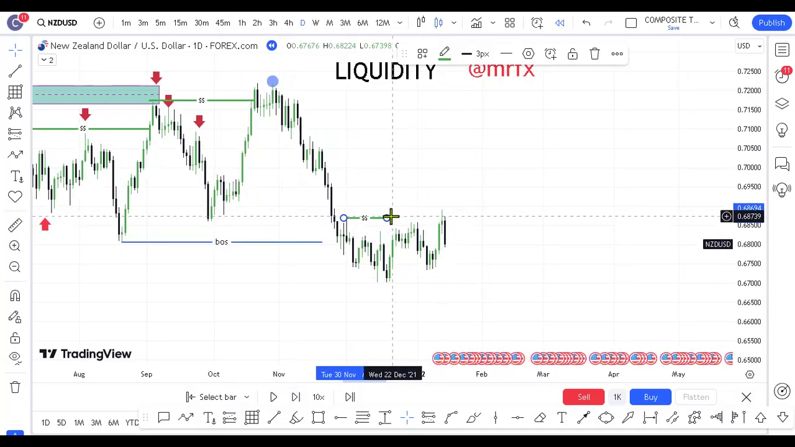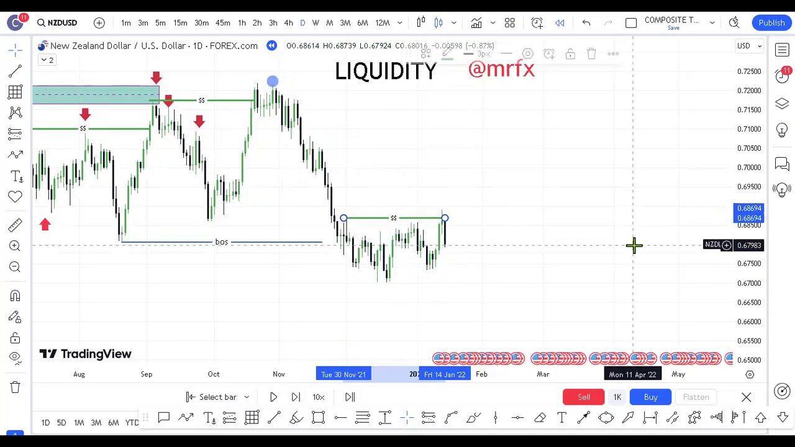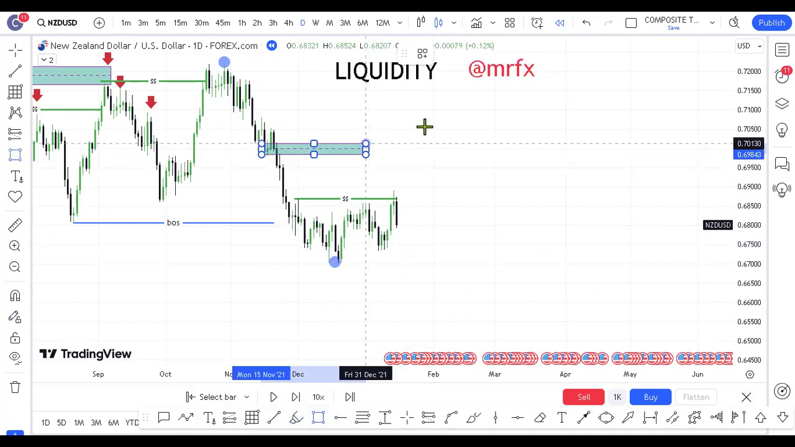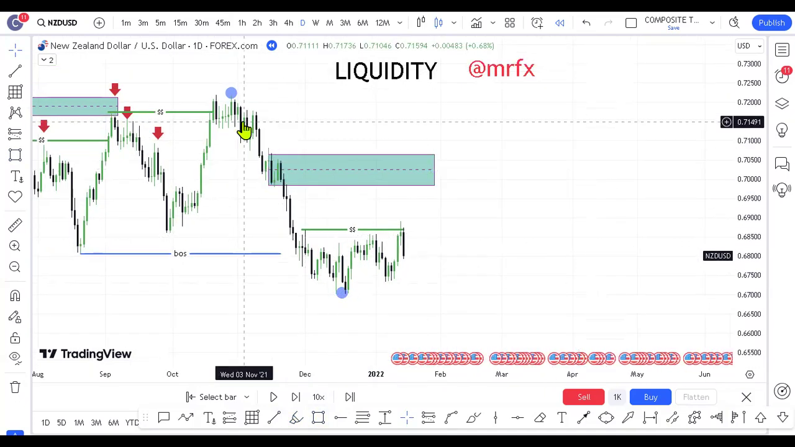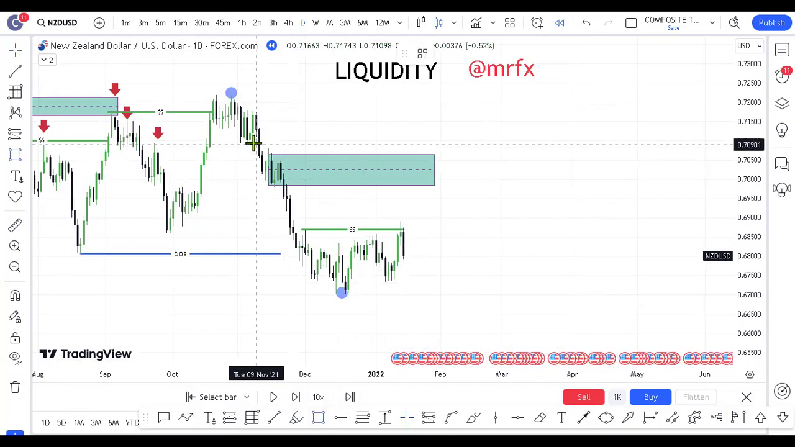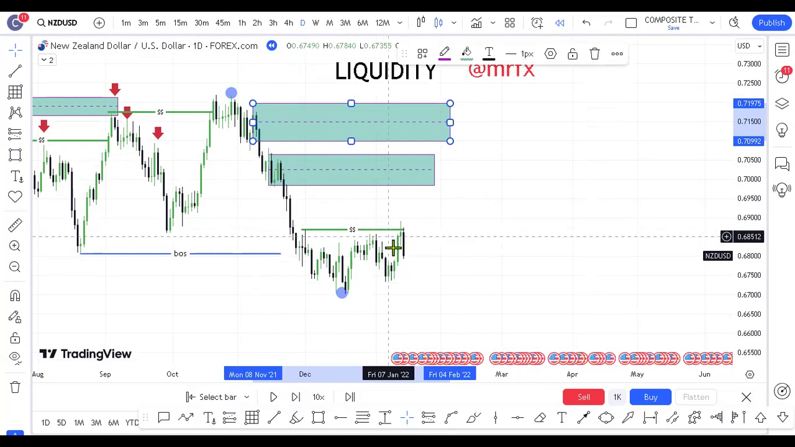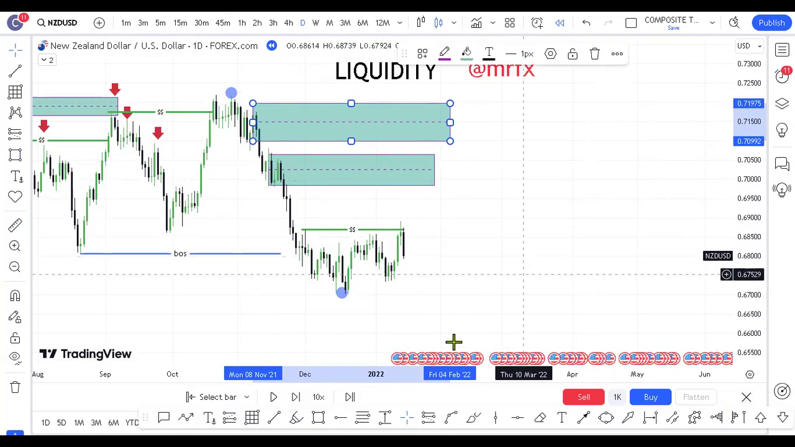Now, that level has been taken out. You can see, taken out. Now, this is our valid low. Now, where do we have, we can see we have an accumulation of a supply zone here and you have another zone above here. These zones are not mitigated. So the price has taken out liquidity, but the zones have not been mitigated.